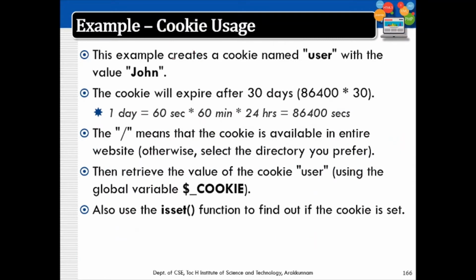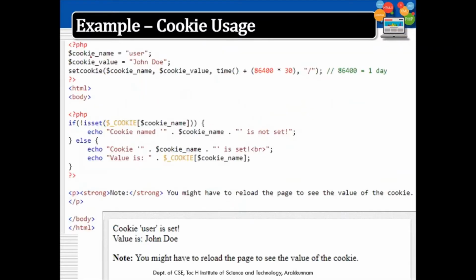So this is an example of creating a cookie named user with a value John Doe, and this cookie has an expiry time of 30 days. So this will be multiplied with 30, and the slash means it is available for the entire website, that is for the directory itself, and the $_COOKIE variable is used. So here is the example.